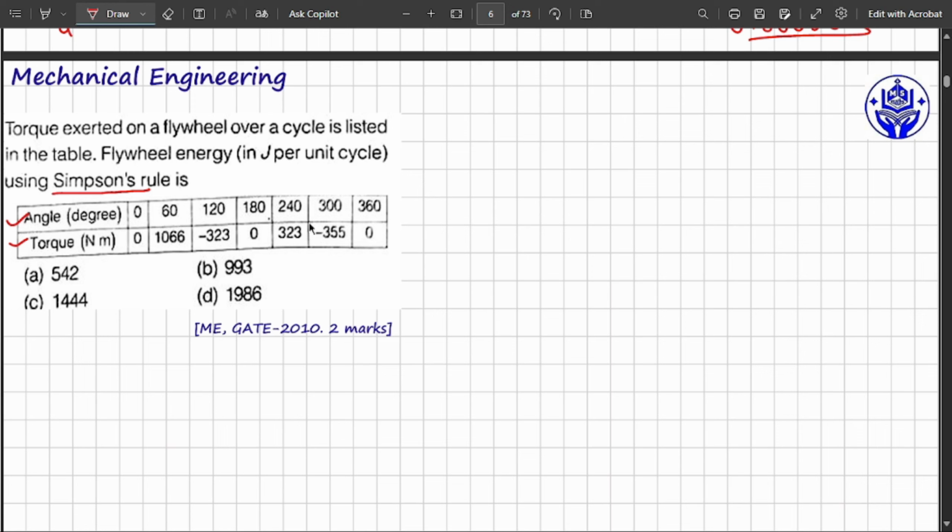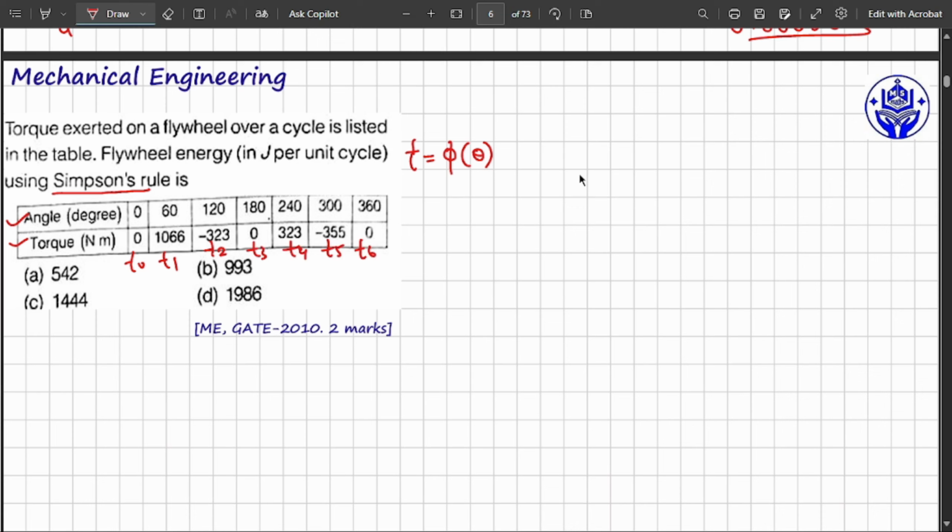So what are the data given? The torque is a function of angle, some function of phi or theta. So in this case, we can call the values T0, T1, T2, T3, T4, T5, and T6.